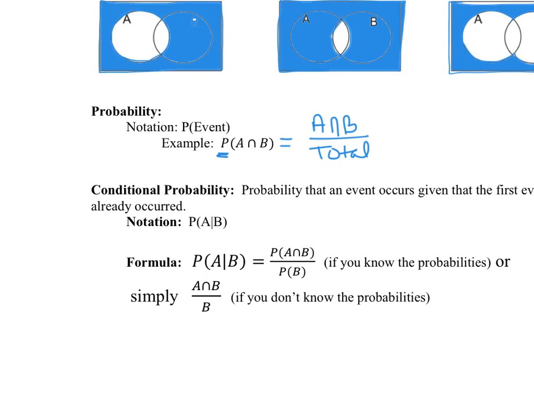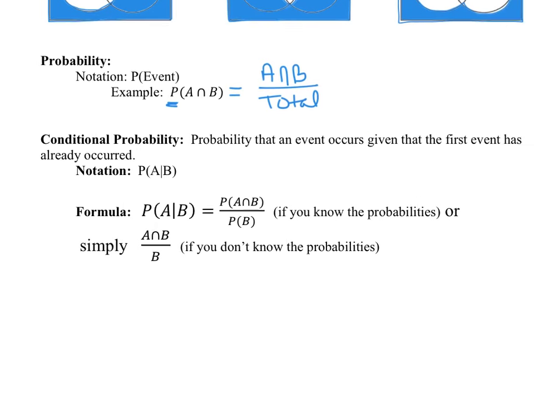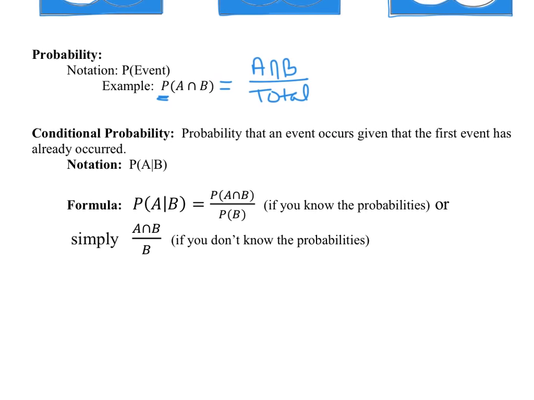Conditional probability is the probability that an event occurs given that the first event has already occurred. So we already know something has occurred, and what that does is it changes the bottom number.